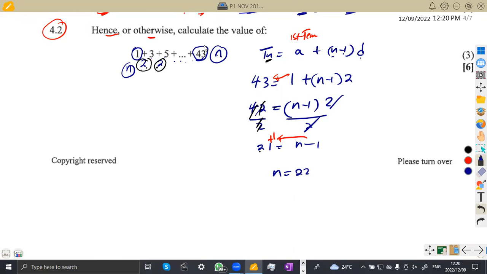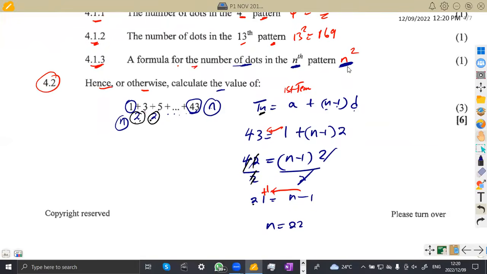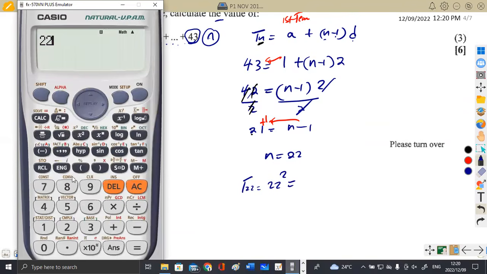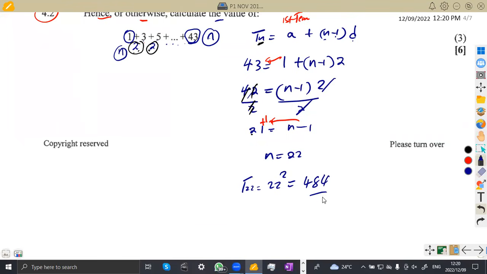But the question is, we are supposed to calculate the value. If you add everything, what is the value? So the sum of everything is simply found by n squared from that formula that we got. So our n squared is going to be equivalent to 22 squared. That is 22 times 22. Just use a calculator, or you can multiply, which is 484.